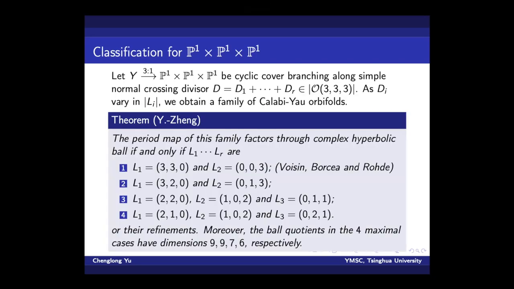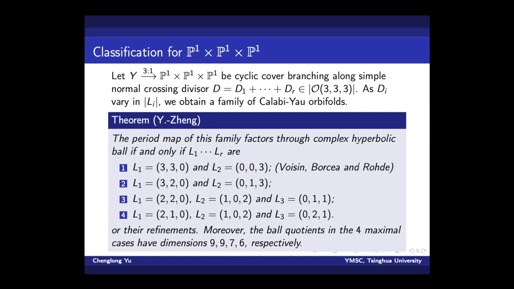So our work is to study some more general bases. For example, the richest example comes from P1 cross P1 cross P1. So you study a triple cover of Y, triple cover of this product of P1. And it has branching locus like this. So it's a simple normal crossing divisor. Adding together is in the linear system (3,3,3), and this condition guarantees that you get a Calabi-Yau orbifold. So you let each divisor vary in the corresponding linear system, you will get a family of Calabi-Yau orbifolds, and also they have crepant resolutions. And our theorem says that you can actually classify all the Calabi-Yau orbifolds with ball type moduli in this case.